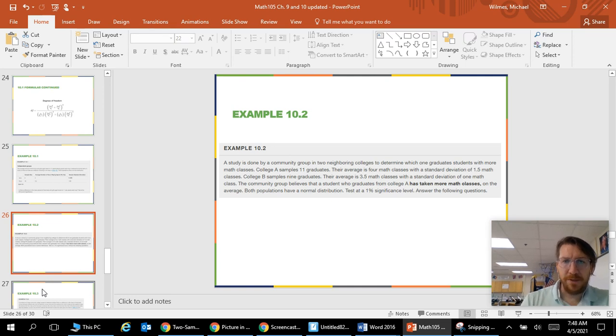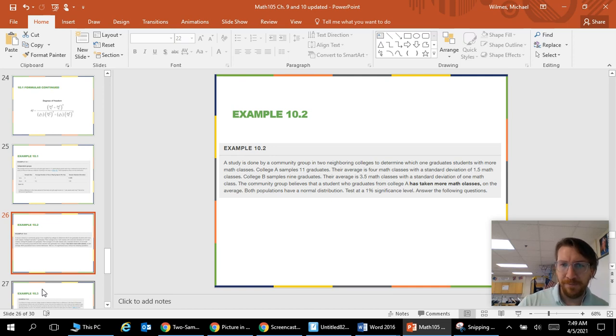This one, studies done by a community group in 2 neighboring colleges to determine which one graduates students with more math classes. College A has 11 graduates. Their average is 4 math classes with a standard deviation of 1.5 math classes. So each graduate over the course of 4 years, they've taken 4 math classes. So that's pretty good.